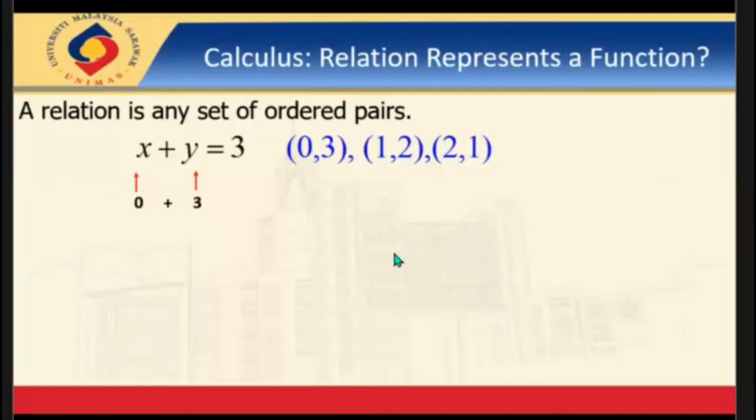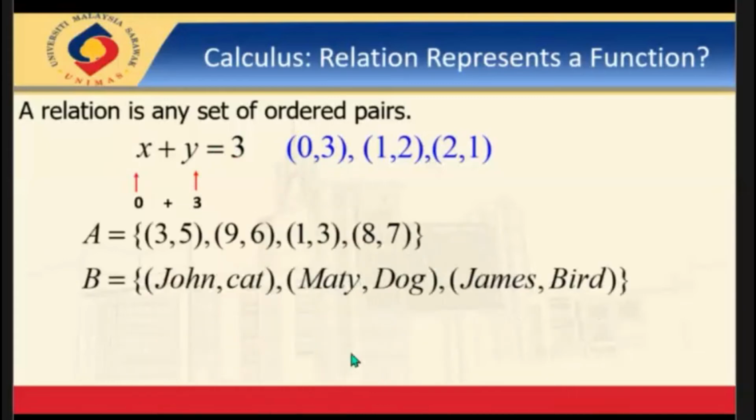So this type of ordered pair set is called a relation. For example, we can represent it like this. This is just a general example: let's suppose A is a relation and it is composed of ordered pairs like (3, 5), (9, 6), (1, 3), (8, 7). So this is one relation.